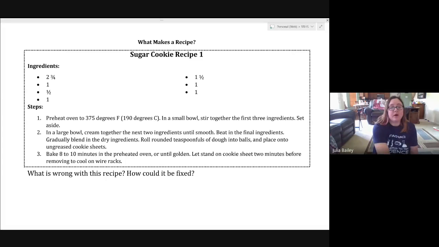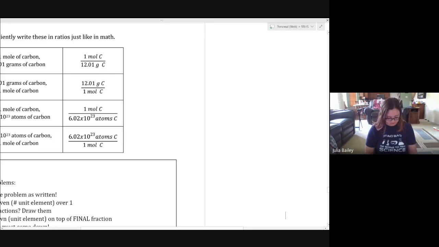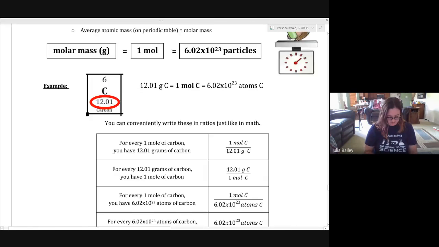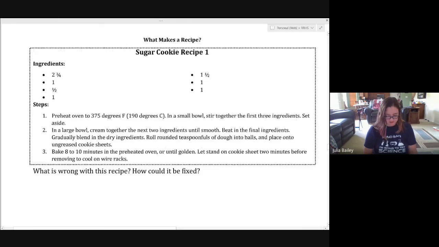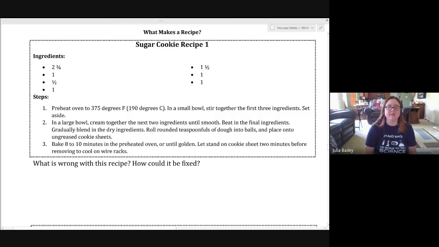We're going to talk about what makes a recipe. And I've got 3 examples for you here. 3 sugar cookie recipes. You can see from this first one, there's a list of ingredients.